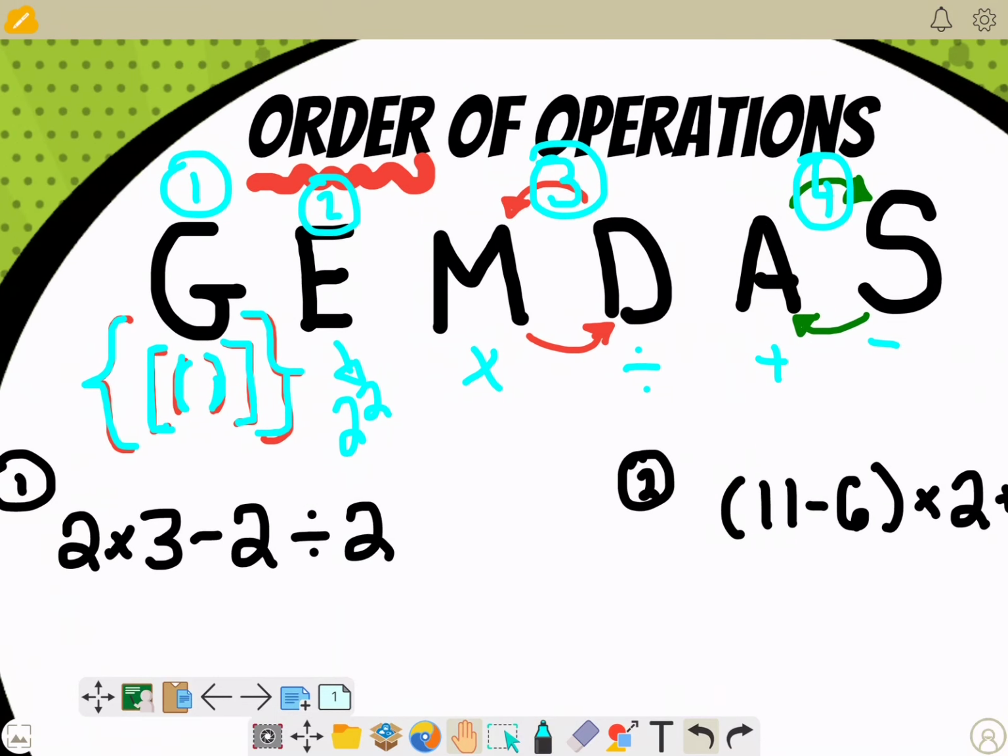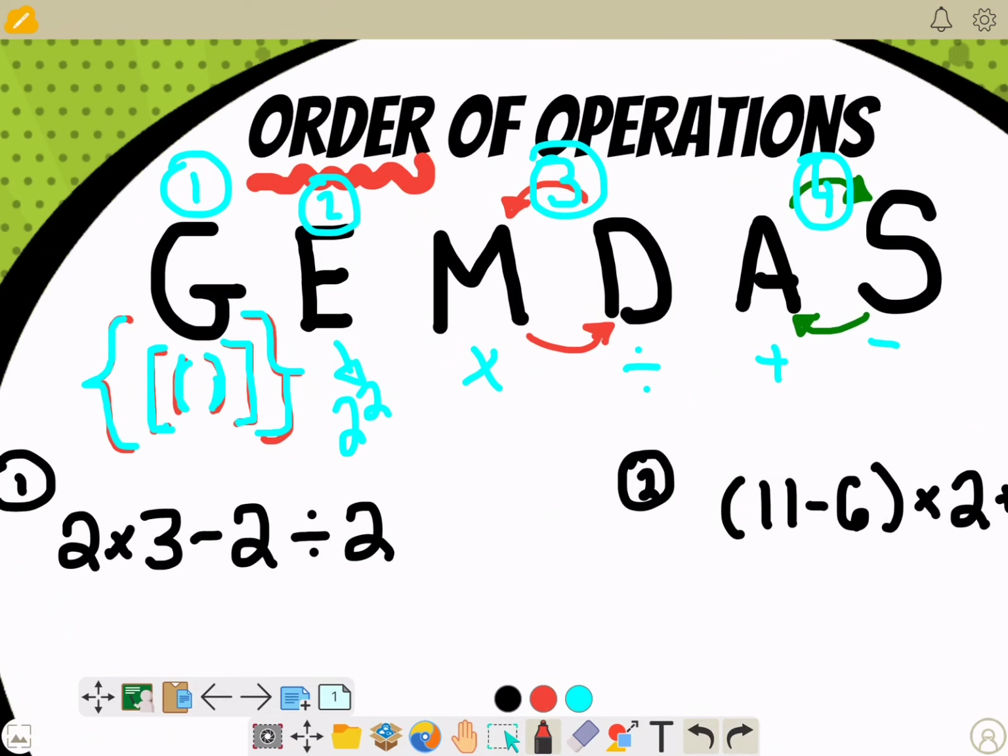So you can't go from step 1 to 2 unless you have done step 1. Now, if there's nothing for you to do in step 1, that's fine. There's going to be sometimes you don't have any groups, and there's going to be sometimes you don't have any exponents, where you're just going to be multiplying or dividing, or multiplying, dividing, adding, and subtracting.